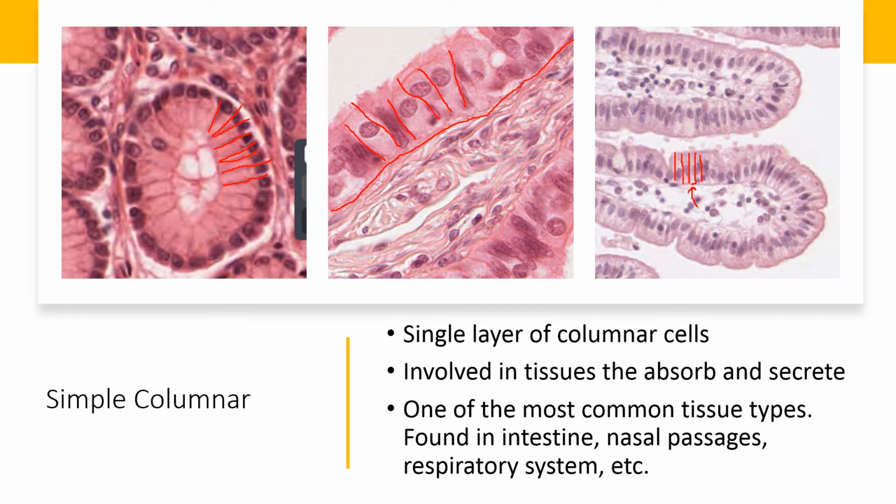We're going to find this type of tissue in the intestines, especially where it helps absorb nutrients. We'll find it in the nasal passages. It's also in other parts of the respiratory system, like around the respiratory bronchioles.